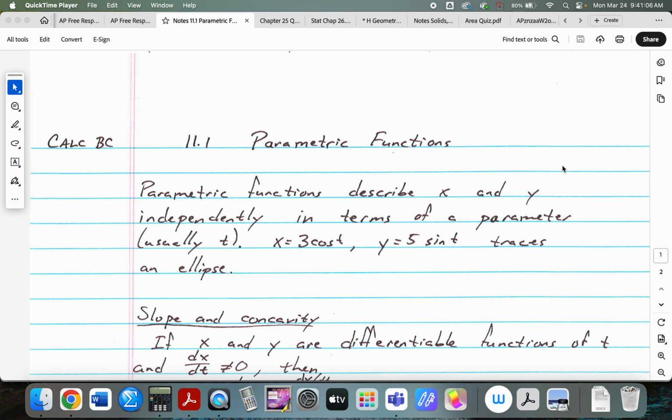is. Did either of you ever play with like an Etch-a-Sketch when you were a kid? Where each knob controls something different? Well, that's exactly what parametric equations are.